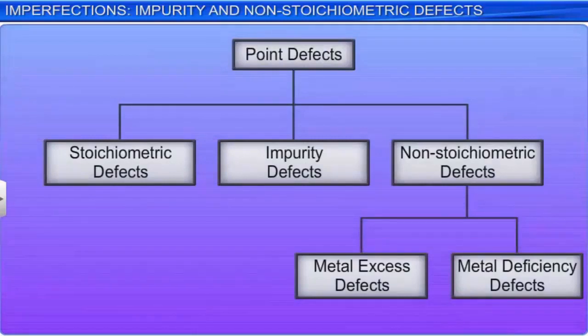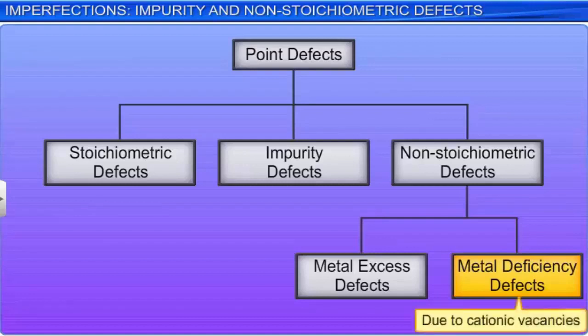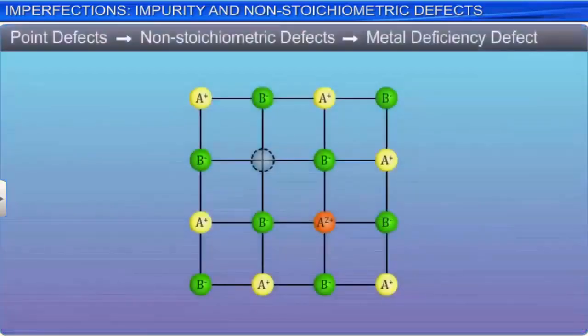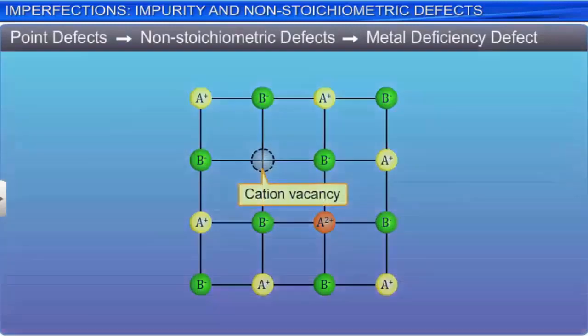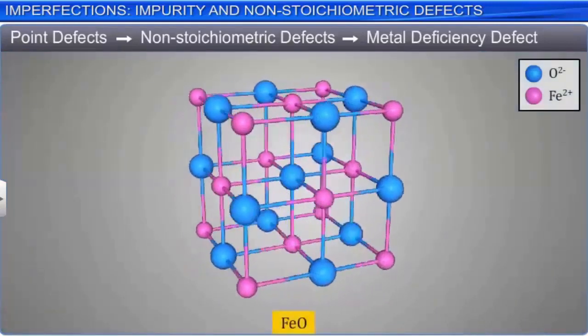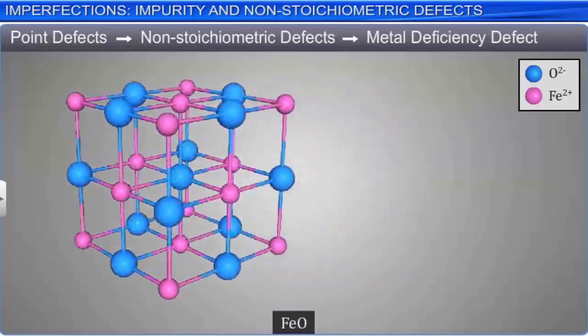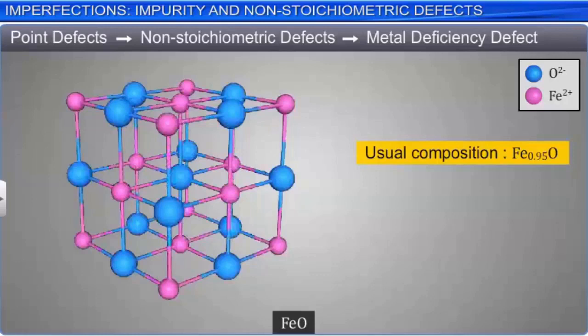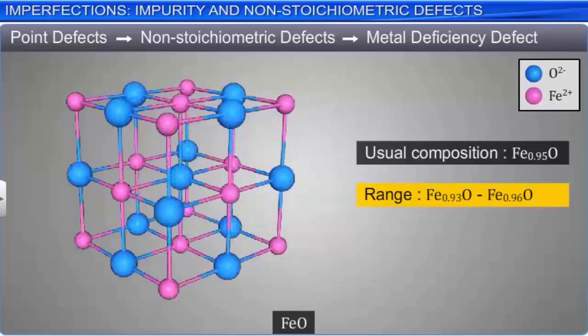The other class of non-stoichiometric defect is metal deficiency defect. This defect may arise due to cationic vacancies. It occurs when positive ions are missing from its crystal lattice. A typical example of this type is FeO, which is mostly found with a composition of Fe0.95O. It may actually range from Fe0.93O to Fe0.96O.